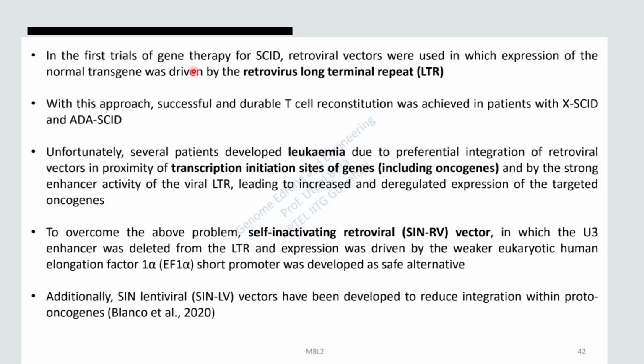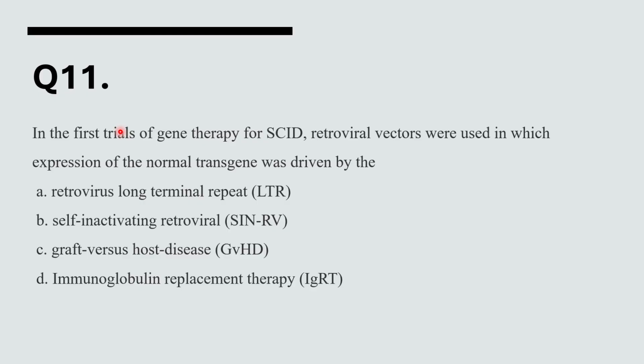In the first trials of gene therapy for SCID, retroviral vectors were used in which expression of the normal transgene was driven by the retrovirus long terminal repeat, LTR. So here is the question and the answer is LTR, the retrovirus long terminal repeat.